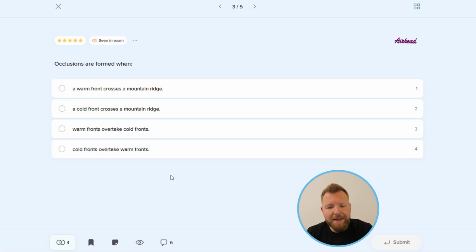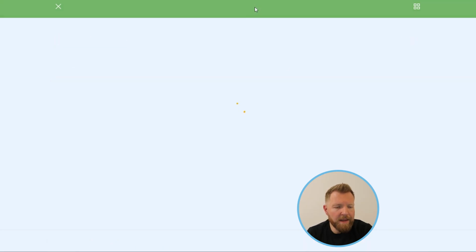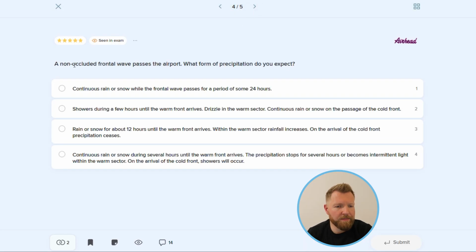If the colder, denser air is in front of the warm front, then it slides over it, forming a warm occlusion. So, the correct answer is answer number 4. Occlusions are formed when cold fronts overtake warm fronts. And this answer is also correct.